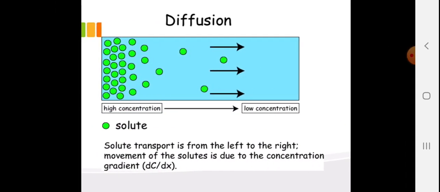So diffusion looks like this. You can see the particles in the higher concentration moving to the lower concentration. Let's talk about the solute. Solute transport is from the left to the right. Movement of the solute is due to the concentration gradient.